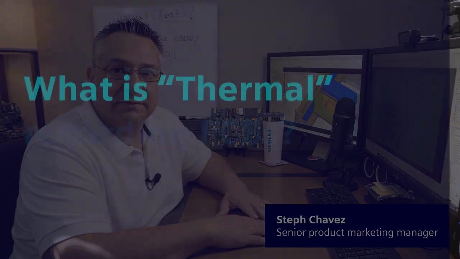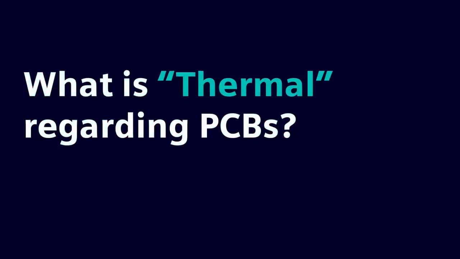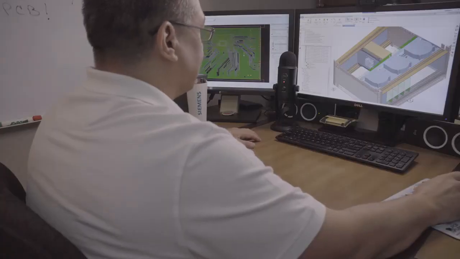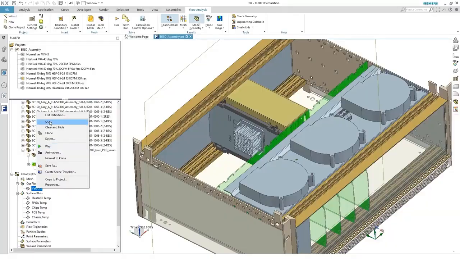Hi, I'm Steven Chavez. Today we're going to talk about thermal in regards to PCB design. When we talk about thermal, what do we mean? We're talking about heat, and heat is the enemy of PCB design. How we mitigate heat when we're attacking our design with all the different requirements that are entailed.